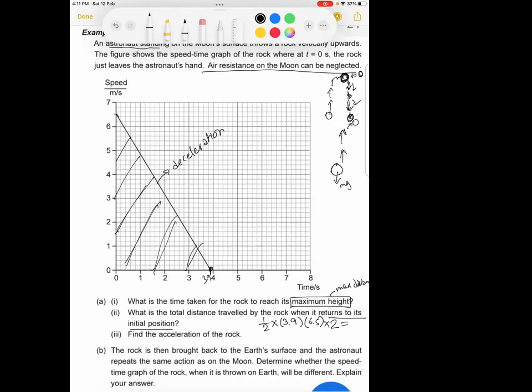But if they had asked for displacement, I would have only written 12 point. No, that's the thing. If they say what is the displacement of the rock when it returns to its initial position, then it's 0, because it started here and it came back here. So I'm just going to write it as well. Displacement is 0. And this is the distance.